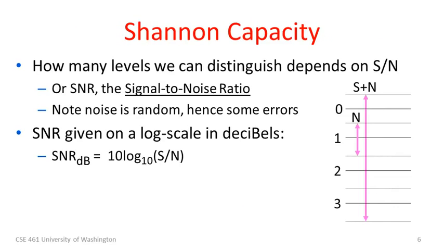Shannon's capacity tells us the maximum information carrying rate of a channel, and it does that by considering the noise. Now, the number of different levels we can distinguish, signaling levels at the receiver, is going to depend on the relative strength of the signal that we receive. That signal is actually S plus N, the signal plus the noise at the receiver.